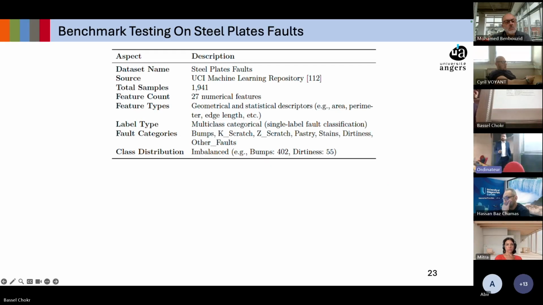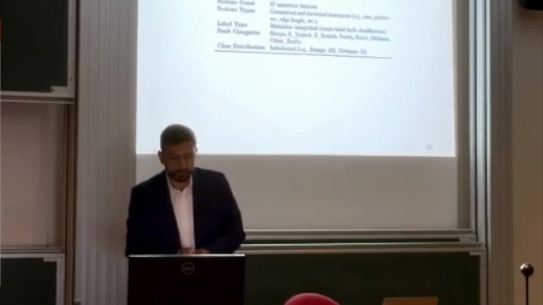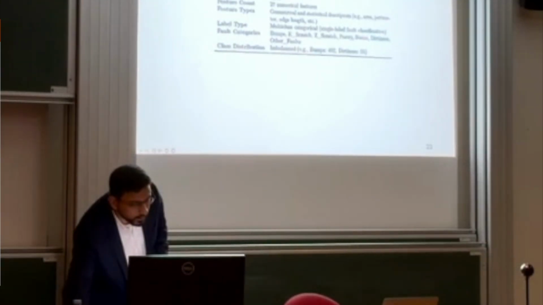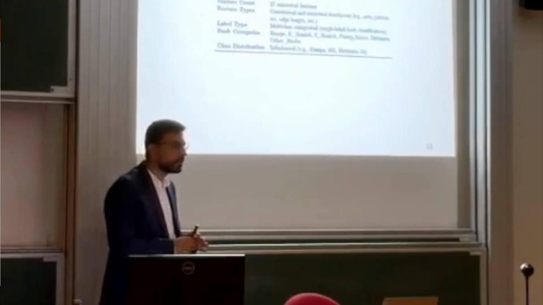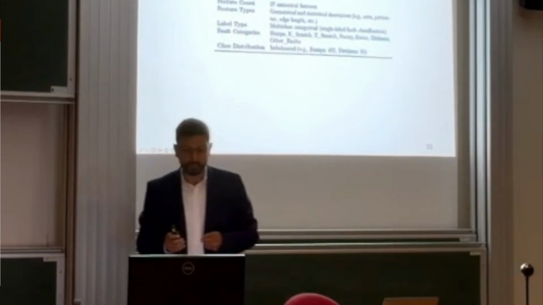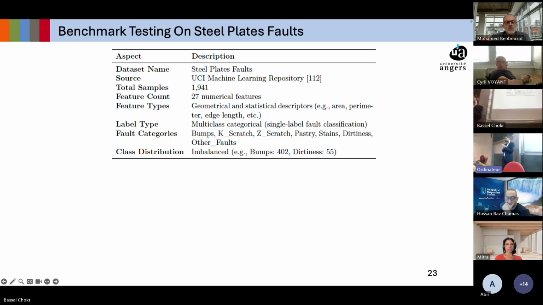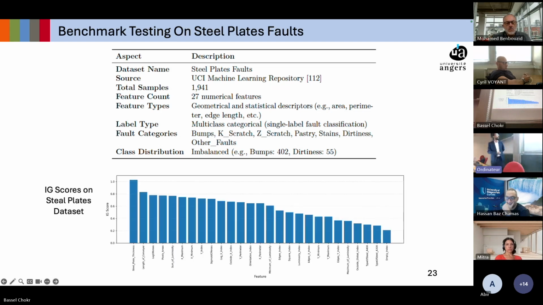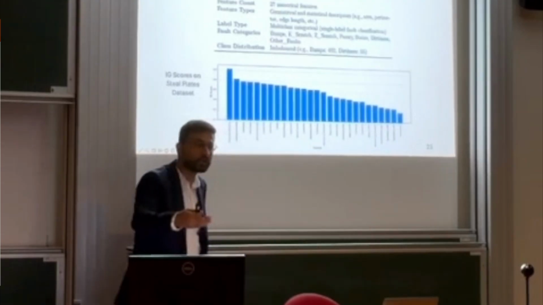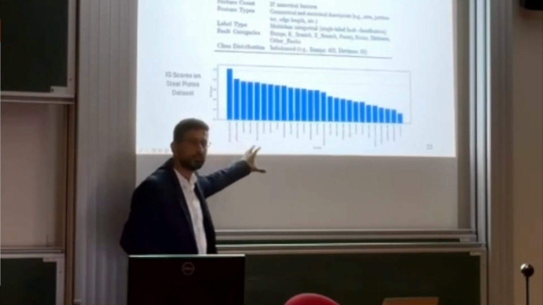We tested DDRS on a benchmark data set called steel plates faults. It's a simple data set, abundant in literature, which we could use in order to validate this method. It has 1,941 samples with 27 numerical features and 7 faults. Here we can see, after applying information gain on the 27 features, how they are ranked. And then we pose the question: what is the threshold that we should select in order to obtain the optimal sub feature set?